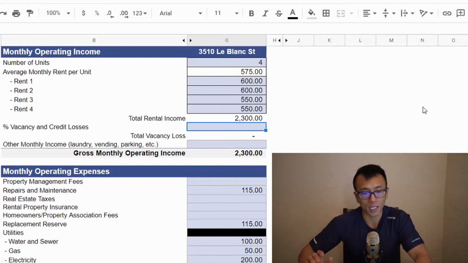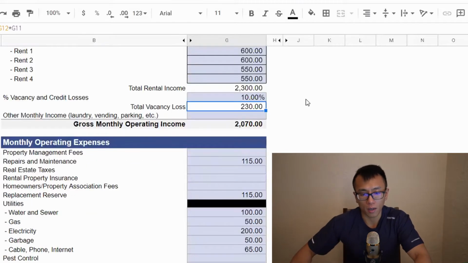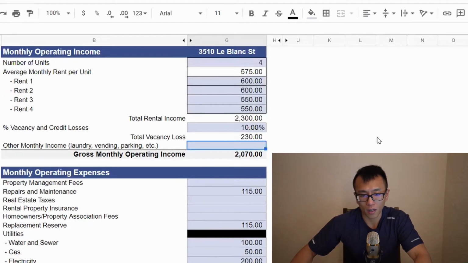For me, since this is a single family home, through my research I think I'm going to go with a month-to-month lease. That means the vacancy is probably going to be a little bit higher, so I'm going to go with just the middle, 10%. And so really that will cost me about $230 per month, and this is based on the total income right here.